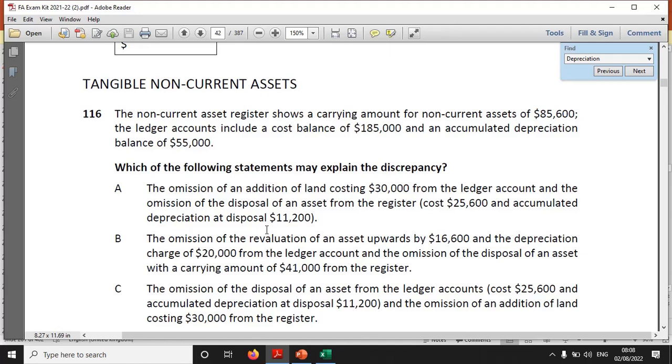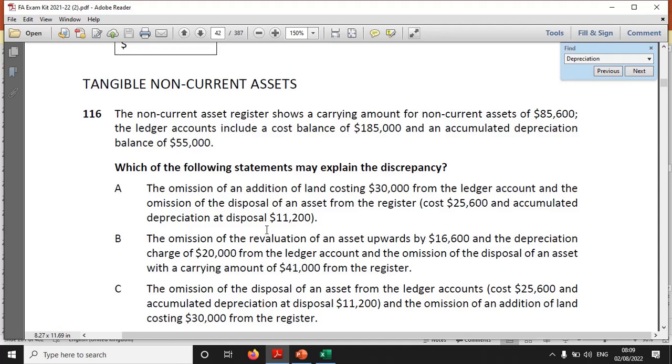So 130 compared to 85,600 shows that we have got a discrepancy to deal with there. And then the question is saying, which of the following statements may explain the discrepancy? I wanted you to find the difference between 130 and 85,600. Can you please find the difference? What is the difference between 130 and 85,600? 44,400. Please let us be taking notes.